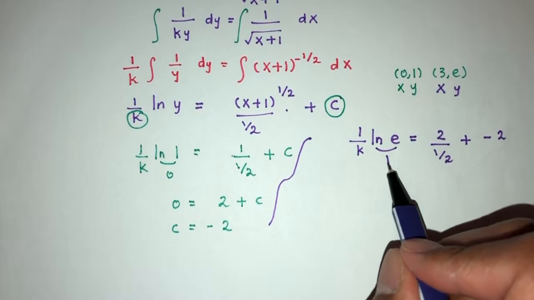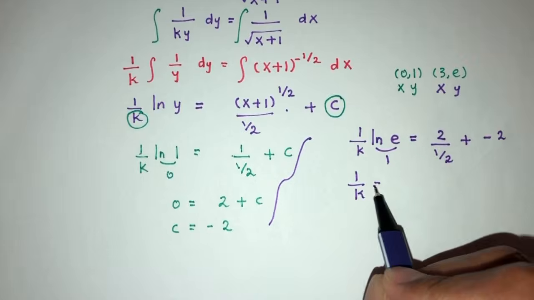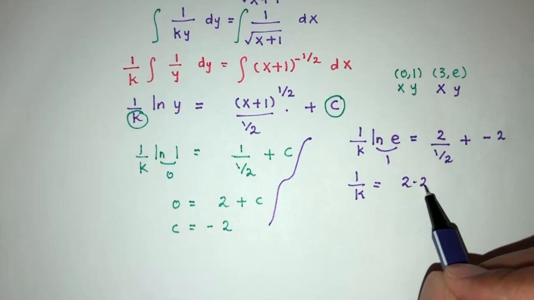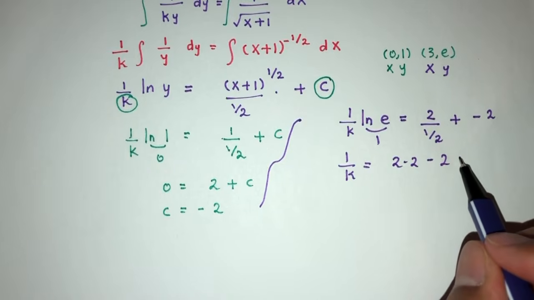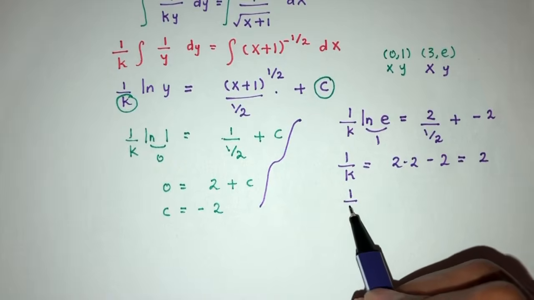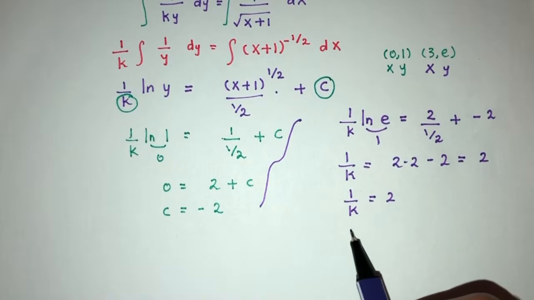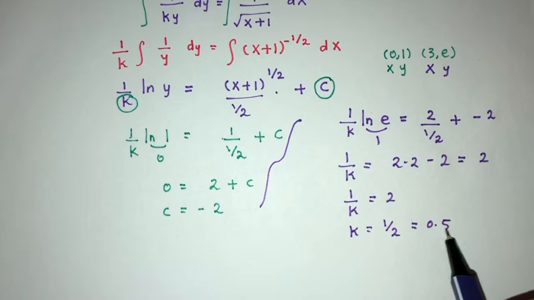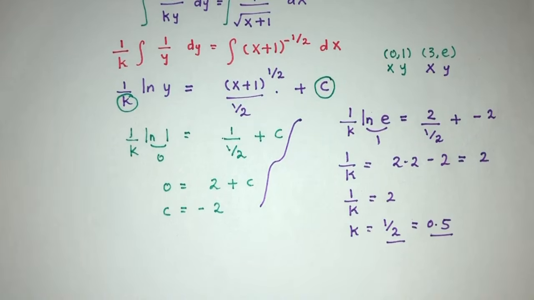So ln of e is 1. So 1 over k is equal to 4 minus 2, so 1 over k is equal to 2. So k has to be 1 over 2, which is half, or 0.5. You can use this or this, it is up to you.